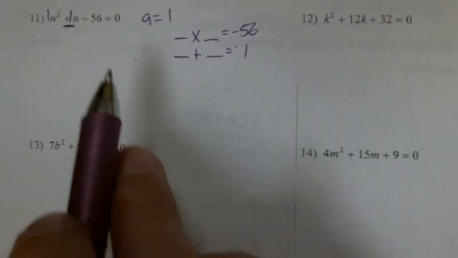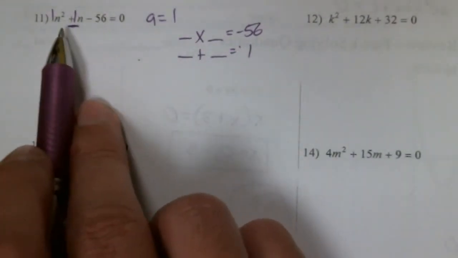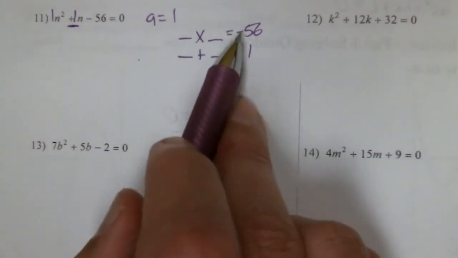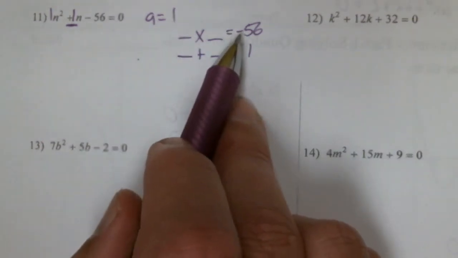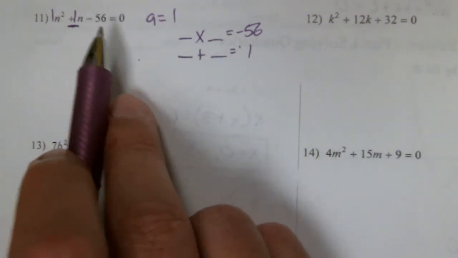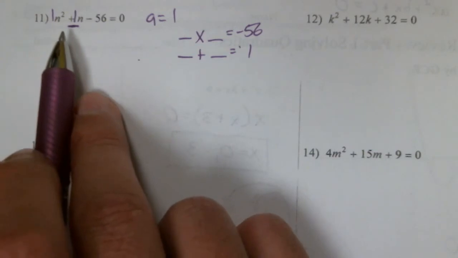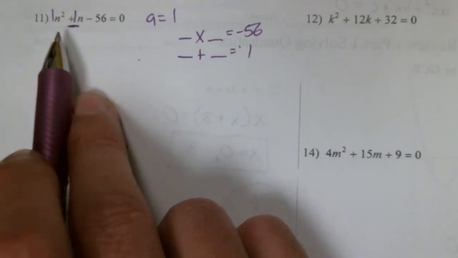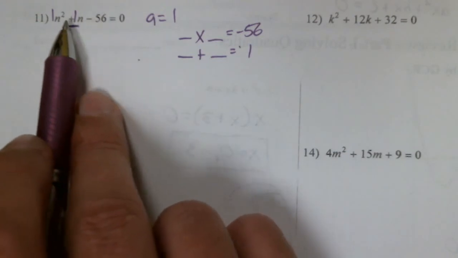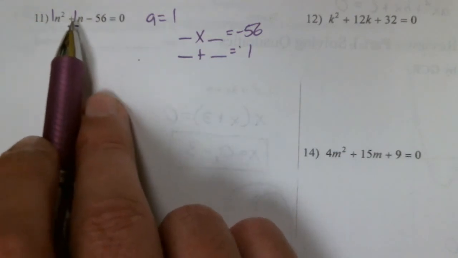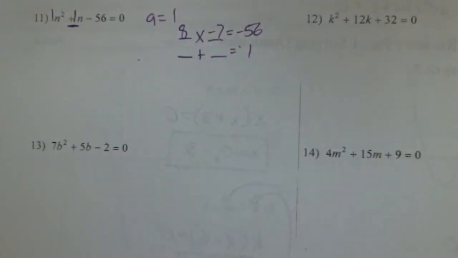So the question is, when this back term is negative, one has to be positive and one has to be negative, because that's the only way to multiply two numbers to get a negative. So it's either 7 and -8, or -7 and +8. Which one is it? Well, the sign of the middle number determines the sign of the bigger one. Since that's positive, it's going to be a +8 and a -7. That multiplies to give me -56, and 8 minus 7 gives me 1.